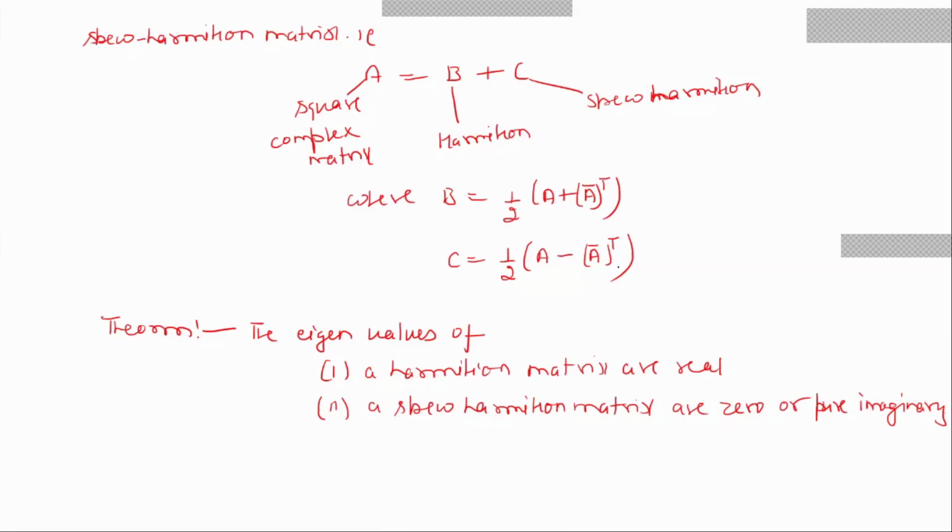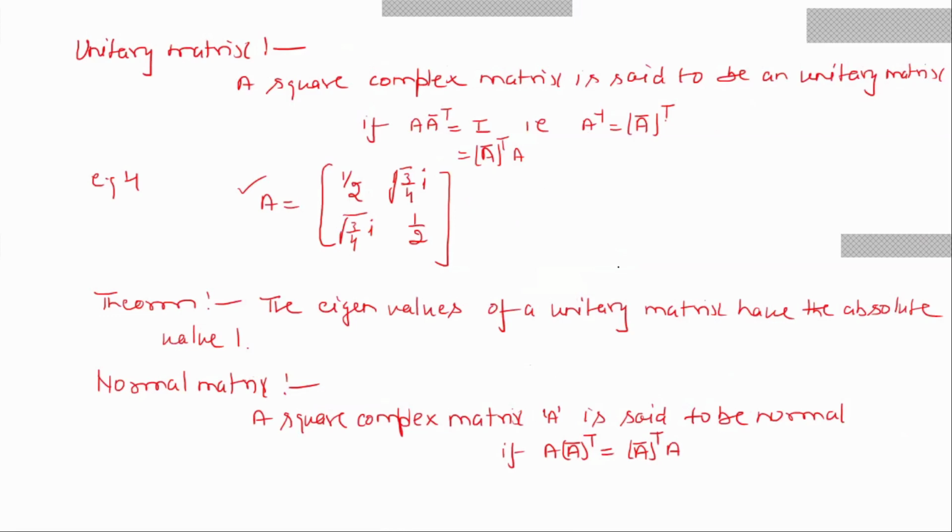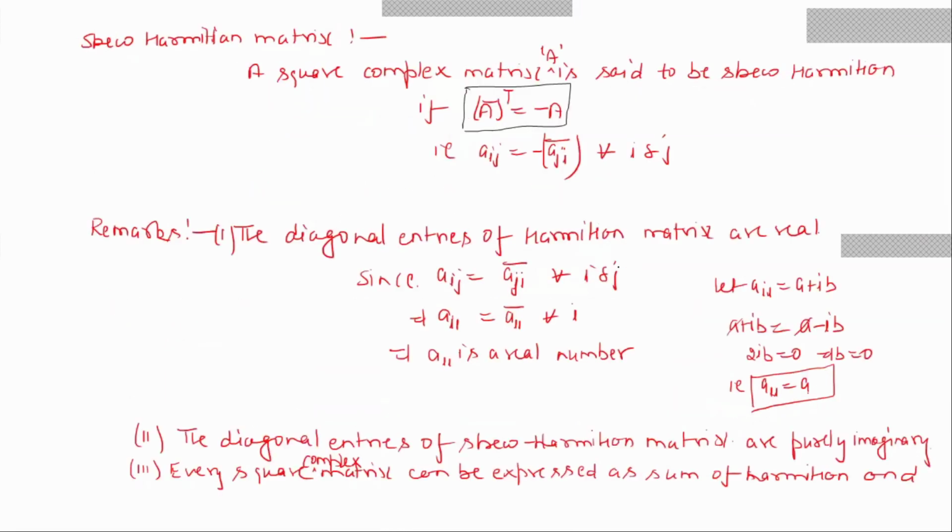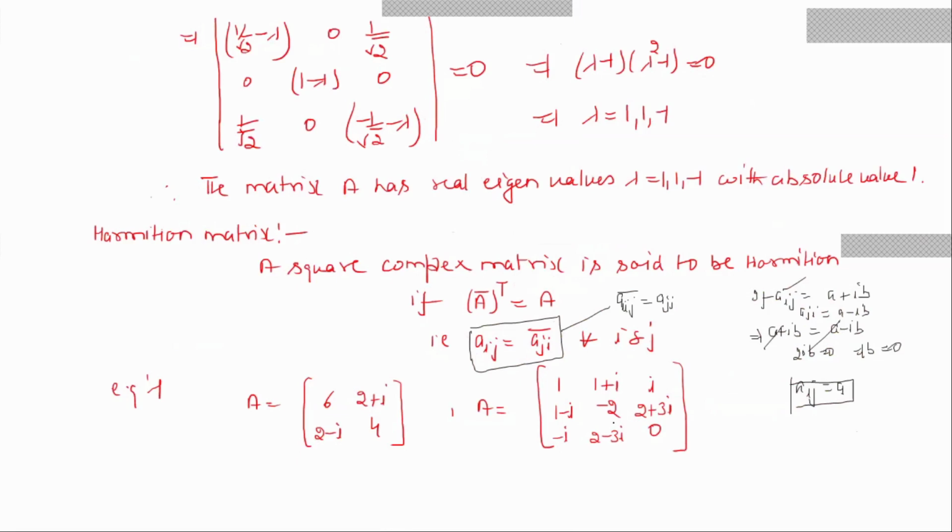Now, what about the eigenvalues? The eigenvalues of a Hermitian matrix are real, and those of a skew Hermitian matrix are 0 or purely imaginary. So find out the eigenvalues of this second matrix. First you have to prove that it is Hermitian, and then find out its eigenvalues.